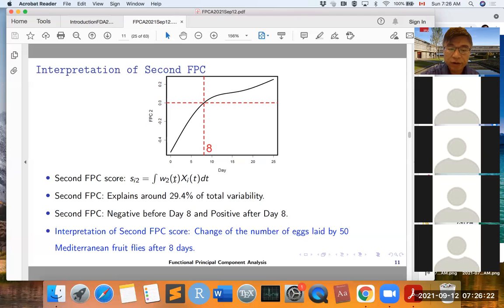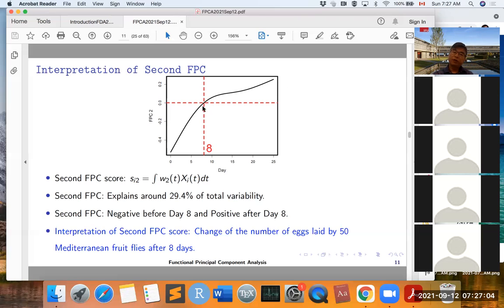So if you think about if W2T is constantly 1 after day 8 and a constant negative 1 before day 8, then it will be the average of the curve after day 8 minus the average of the curve before day 8, right? Okay, so here we just have a continuous weight. This is how we interpret the second LPC. The second LPC score will be interpreted as the change of the laid eggs.